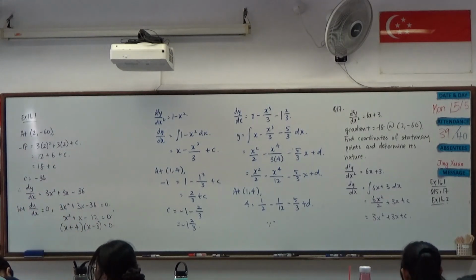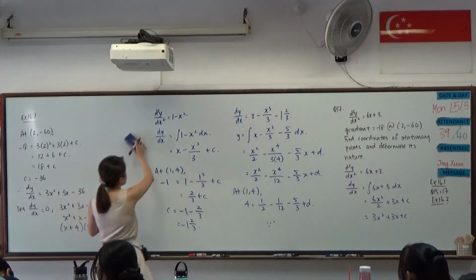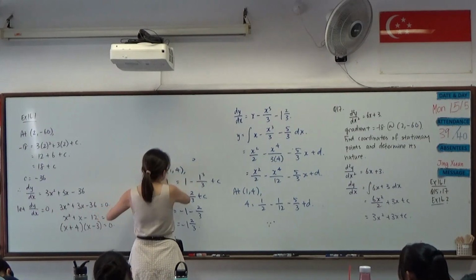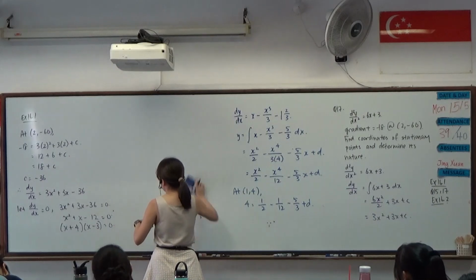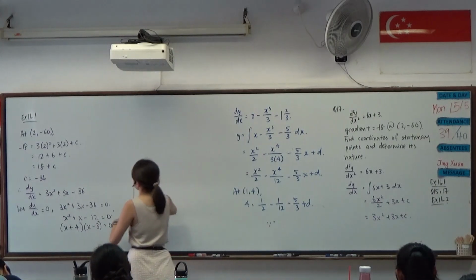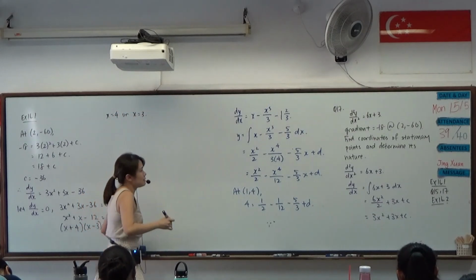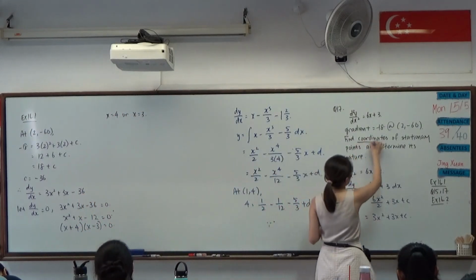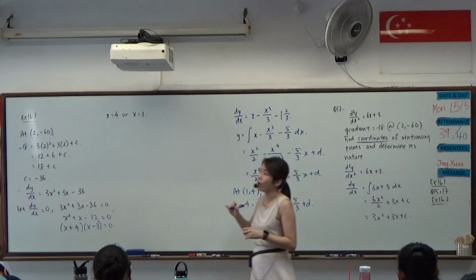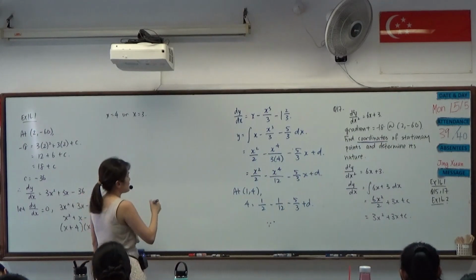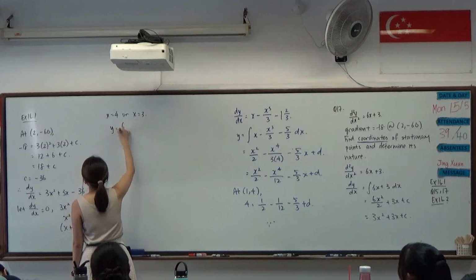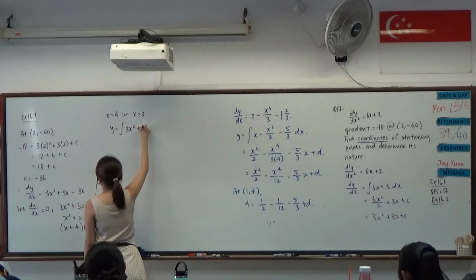Upon factorization, we get x plus 4 and x minus 3, which means that the stationary points are found at x equals 4 as well as x equals 3. But because we want to find the coordinates, I need the y coordinate itself, and that can only be done by integrating my dy over dx.